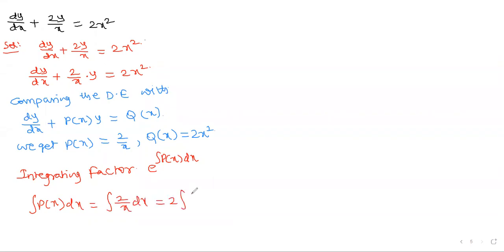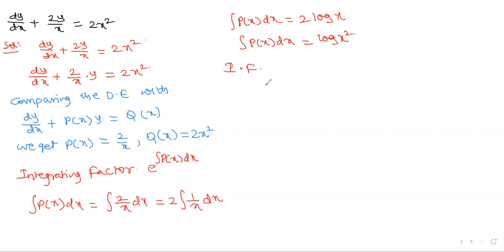2 is outside, integral 1 by x dx. The integration of 1 by x is log x. So integral p of x dx becomes log x square. Now the integrating factor is e power integral p of x dx, so it is e power log x square. By the property, this value becomes x square.